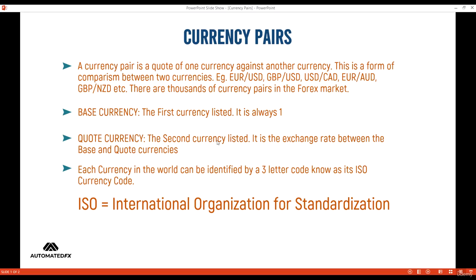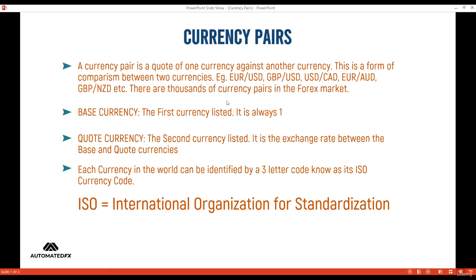And then we have the quote currency. This is the second currency listed, and it is the exchange rate between the base currency and the quote currency. In GBP USD, USD is the quote currency because it's the second currency listed. In this case, we have CAD as a quote currency, in this case AUD, and in this case NZD as the quote currency. So that's the idea of base currency and quote currency.